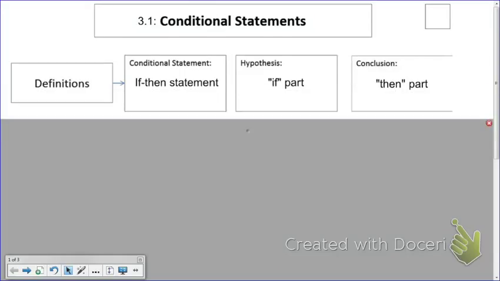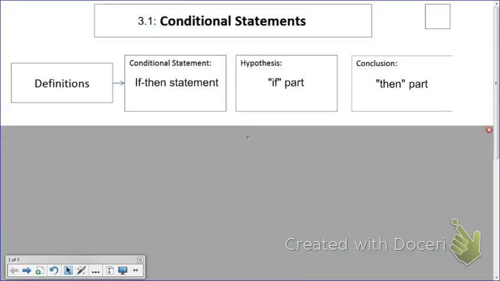A conditional statement is a statement that is written in if-then form. The hypothesis is known as the if part of the statement. The conclusion is known as the then part. If you remember, the conclusion always comes at the end of a story or the end of an experiment, so the conclusion always comes at the end of the statement. Let's look at an example.